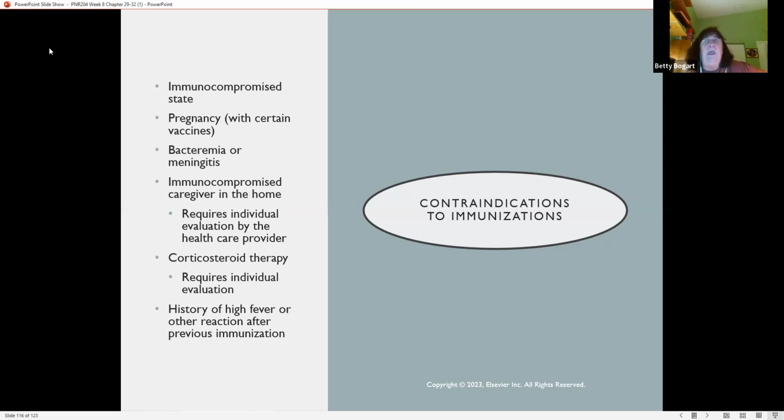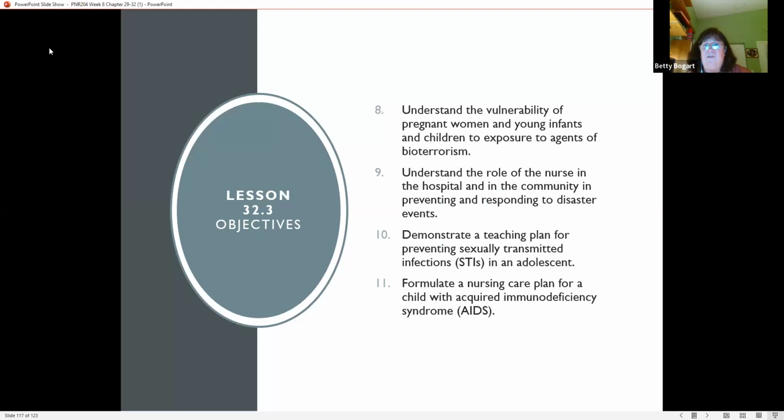And any person who is immunosuppressed, it also includes those children or adults on steroids. Steroids do render you immunosuppressed. And the other thing we need to be careful with is children that have a history of these big fevers after. They have to look at the benefits versus the risk.